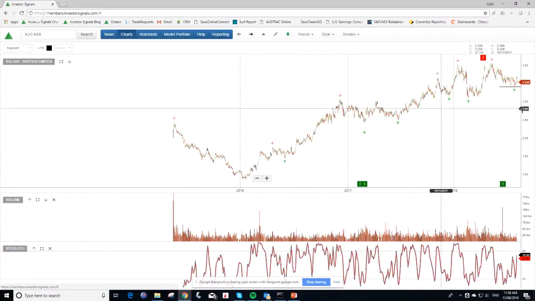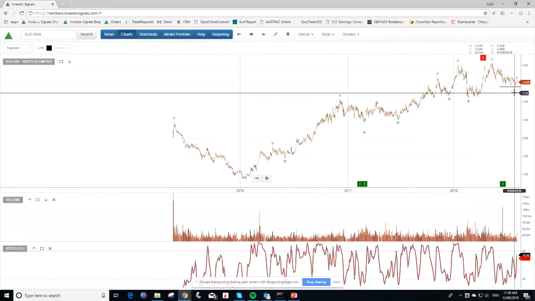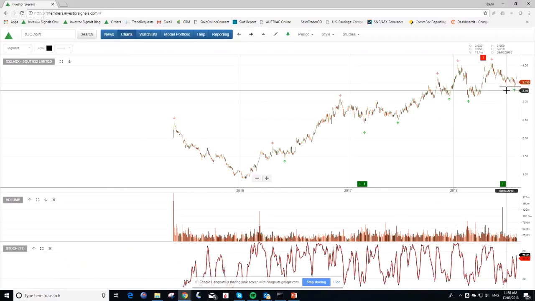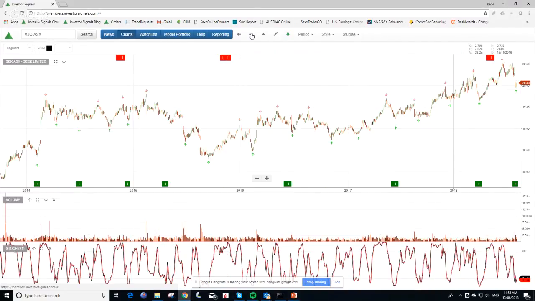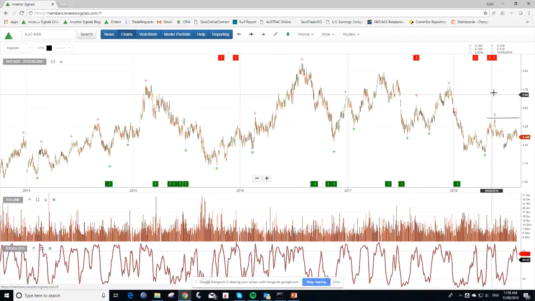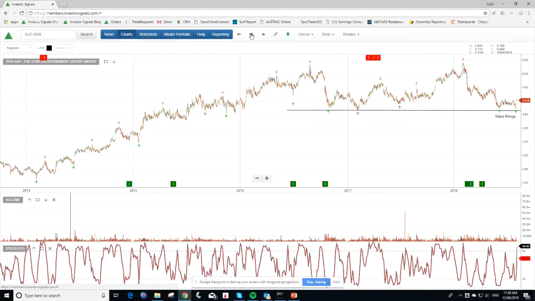South 32 looks like it's going to test that support level there of around, say, $3.50 thereabouts. But Centre Group went ex-dividend today. Seek, we've covered that one. Stockland, so a lot of these stocks with exposure to residential property have this lower low, lower high pattern, so a bit cautious there.